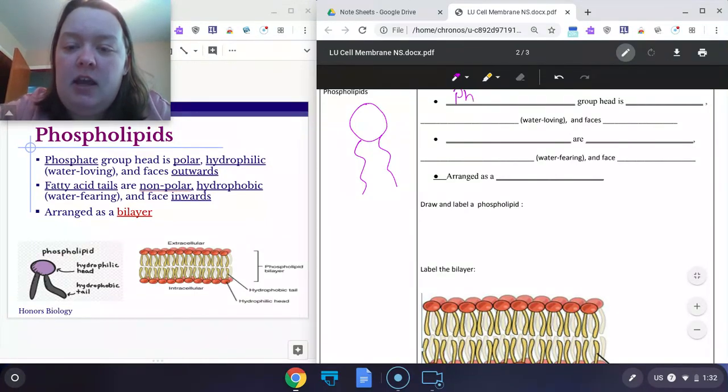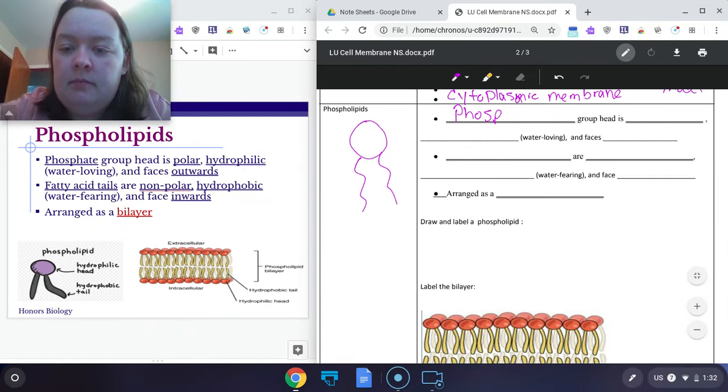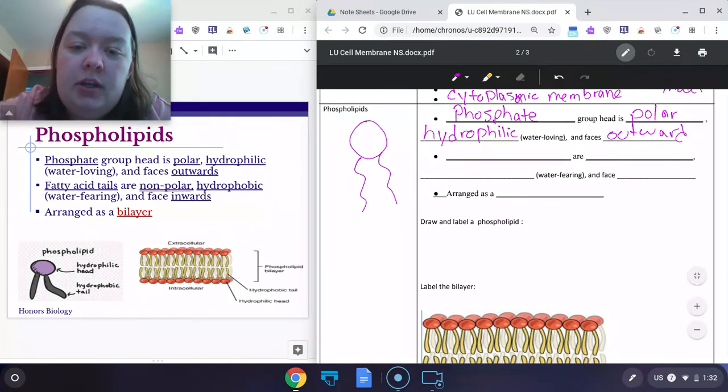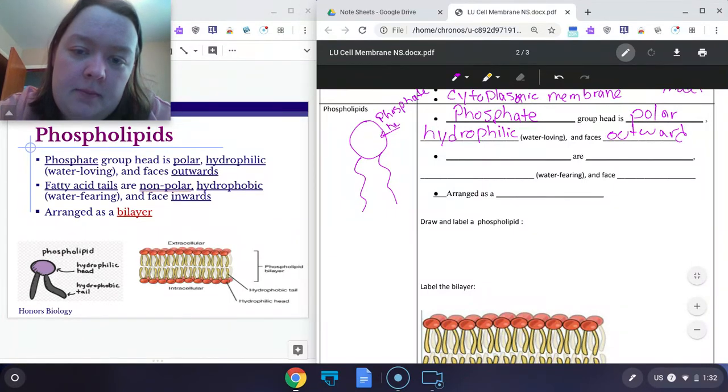It has a phosphate head. The phosphate head is polar. Because it's polar, it is hydrophilic, meaning that it loves water and it faces outward. So if I was labeling this here, I would say it is a phosphate head, polar, and hydrophilic.